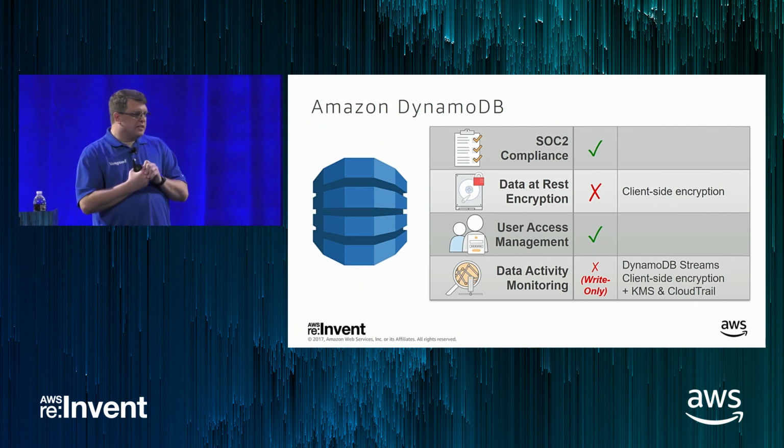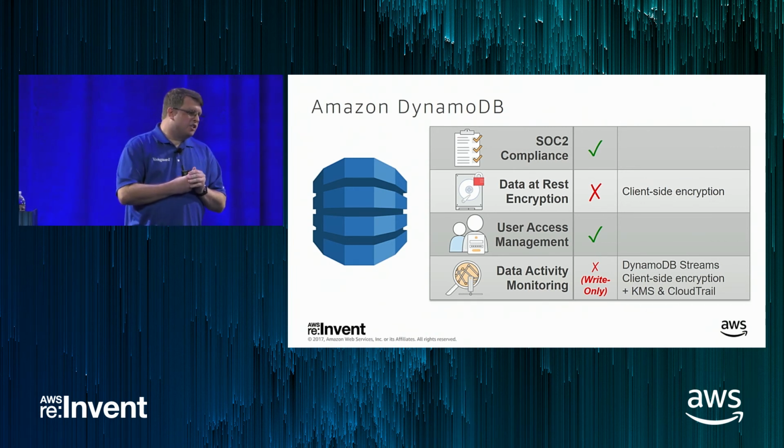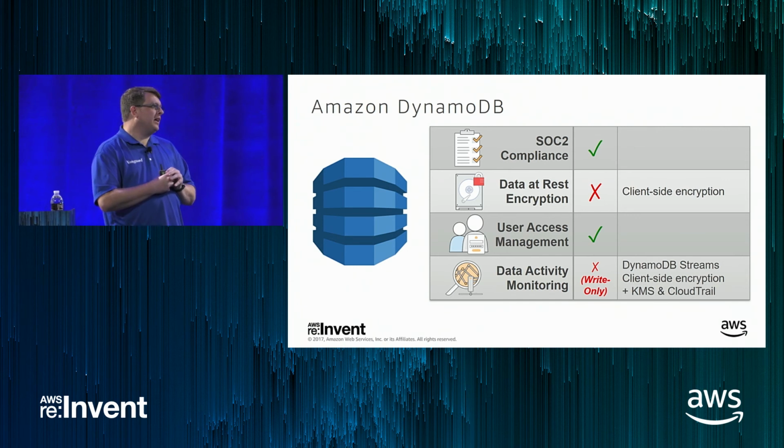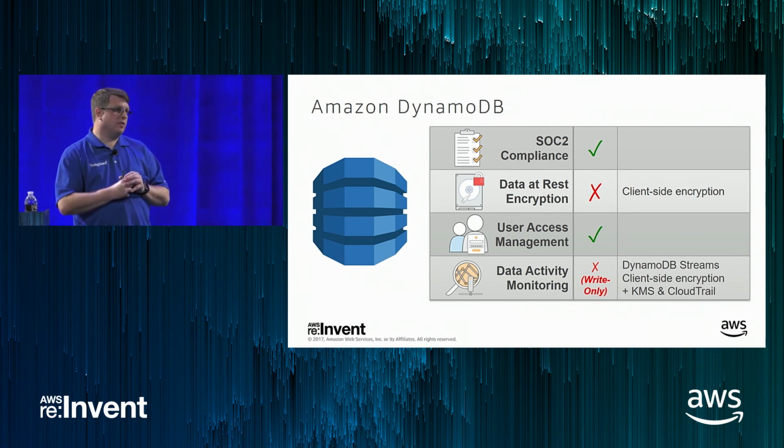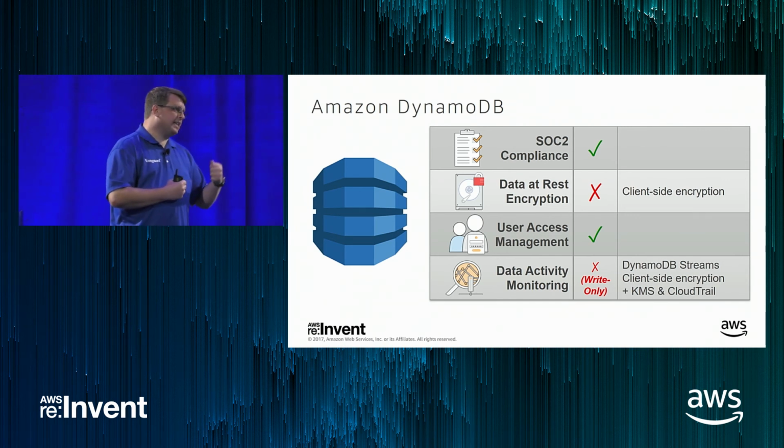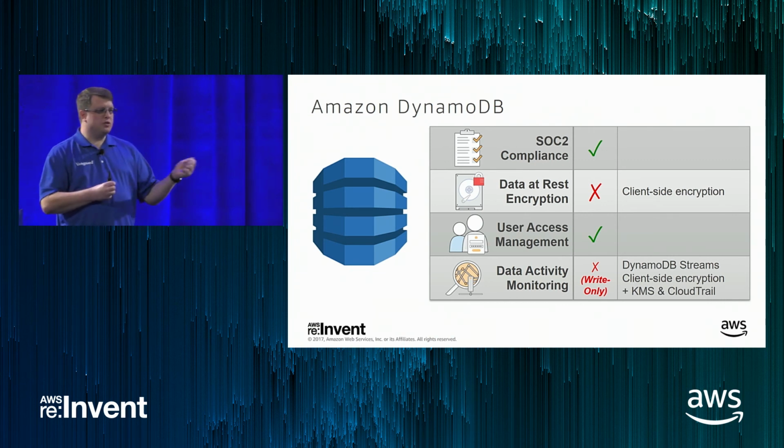We solved this by, again, using client-side encryption, and then taking advantage of the fact that we do get a log of CloudTrail access to KMS. So every time someone actually grabs the key in order to decrypt the data, we do have a record of that.